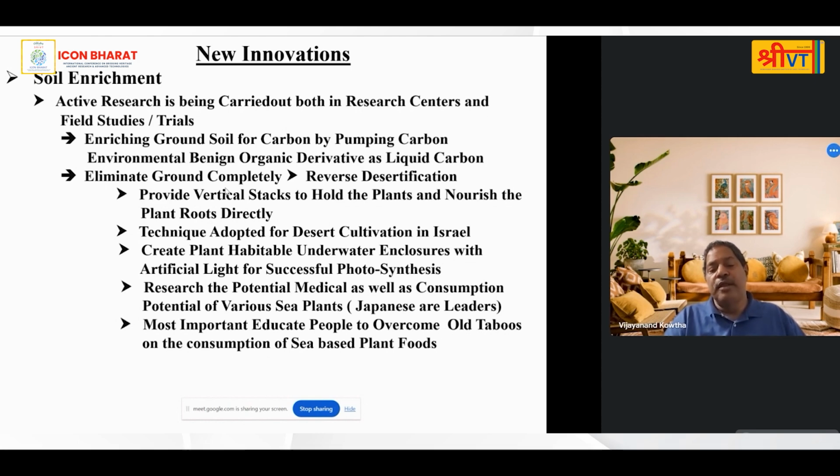aquaculture to, again, commercial entities, startups like Garden. You can get green and organic growth in volume that would sustain habitats. Again, water, habitable underwater enclosures, and artificial light for successful photosynthesis are ways to go. And of course, the medical and other benefits from the sea plants, where the Japanese are leaders.